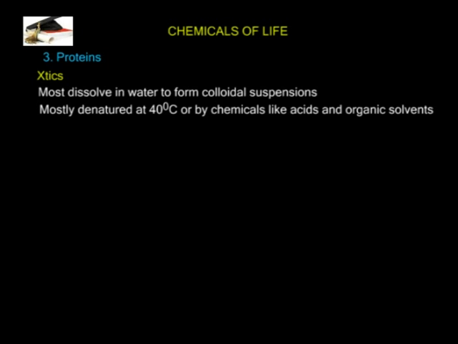Most proteins are denatured at temperatures of 40 degrees Celsius. This changes chemical and physical properties of proteins and hence their physiological activity. Denaturing can also be caused by chemicals such as acids, bases, detergents, and organic solvents. Denaturing is irreversible, hence it's a permanent damage to the protein in the tissue.